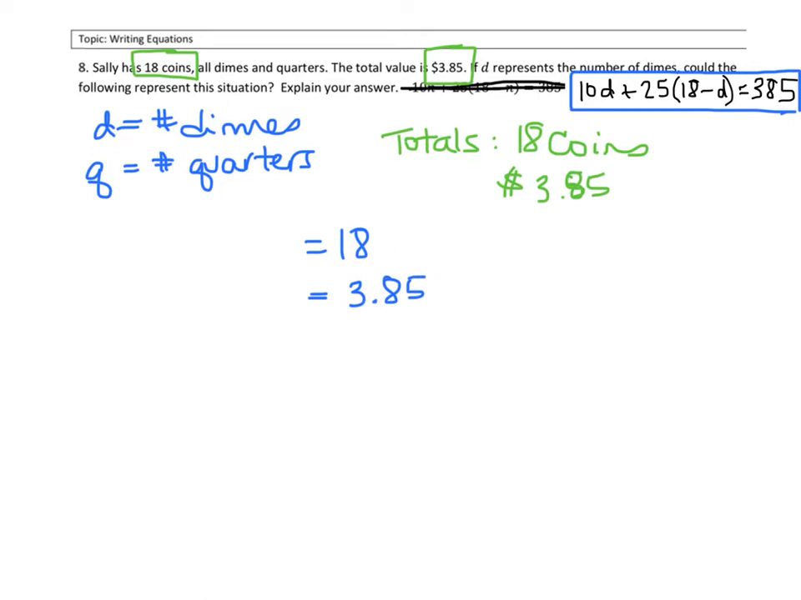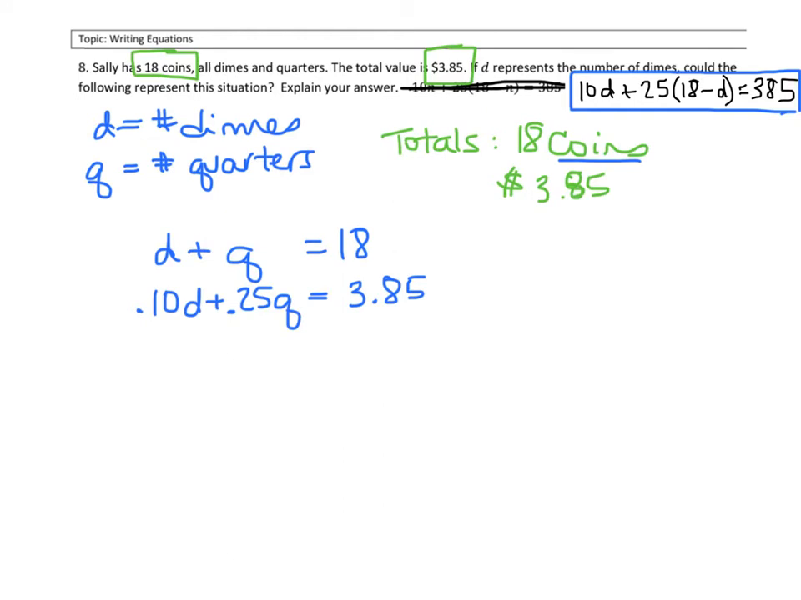The 18, remember, has a unit of measure of coins. So I should be adding the 2 different kinds of coins together to get the total number of coins. So D plus Q equals 18. My other total is $3.85. So dollars, I have to bring money into the left-hand side. This is where we remind ourselves that dimes are worth 10 cents and quarters are worth 25 cents. And so we have that equation.